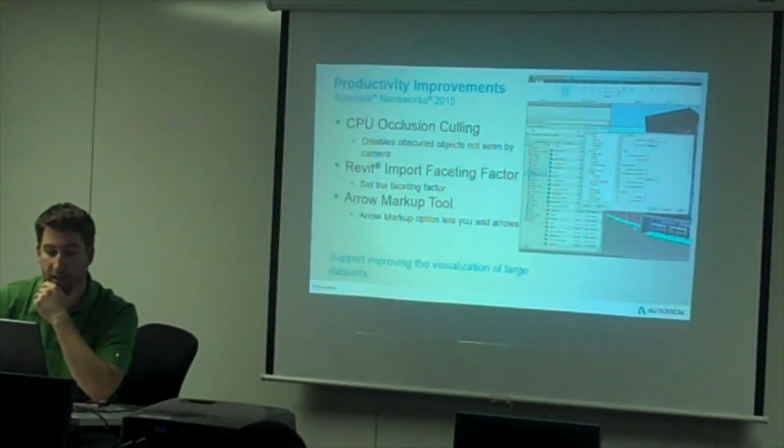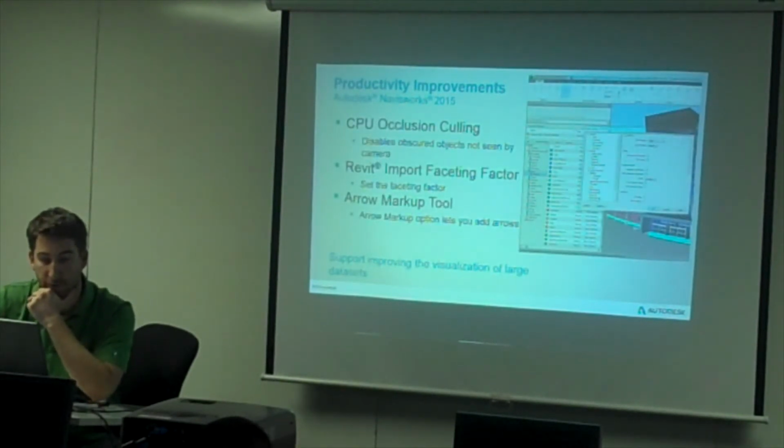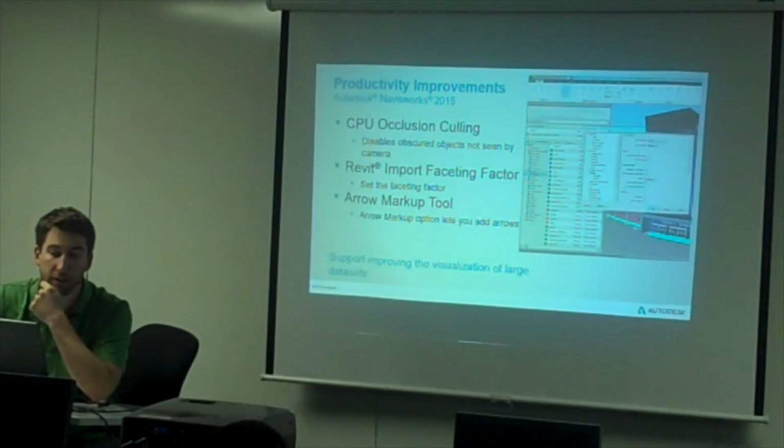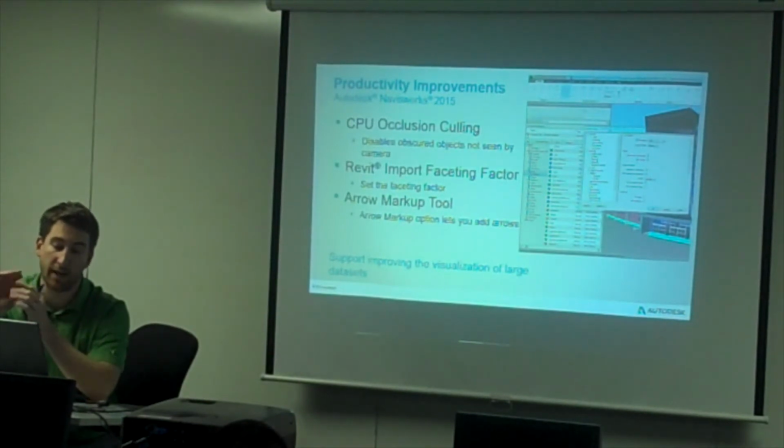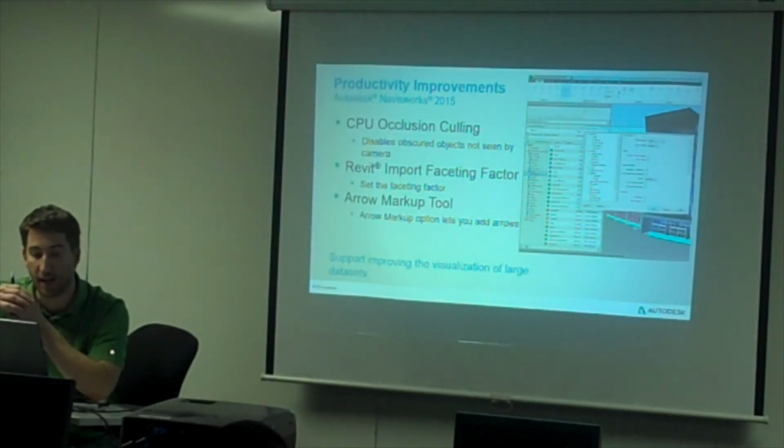Some other productivity enhancements around Navisworks 2015: getting obscure objects out of the way of your cameras can help. This would be an example if you're bringing in a curved element and you want to have some faceting, you can go ahead and have some adjustment over that inside of options now. And then being able to add arrows to your markup, which seems like a small thing, but has been something that people have been wanting to see for a little bit.